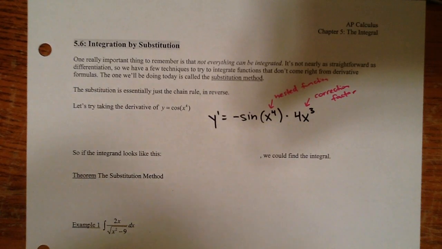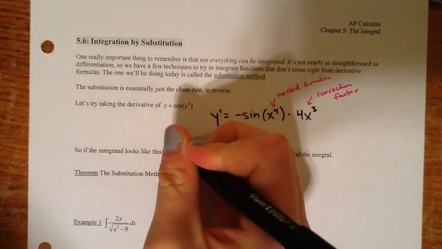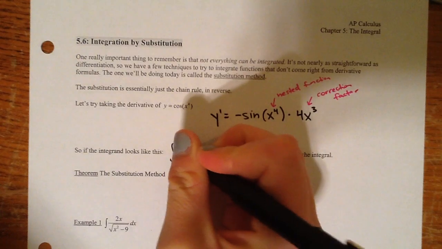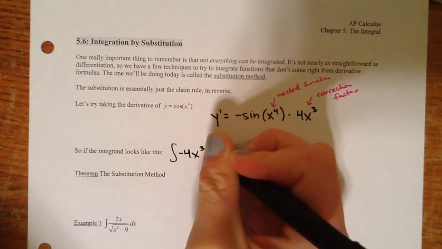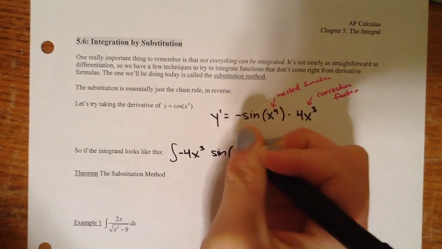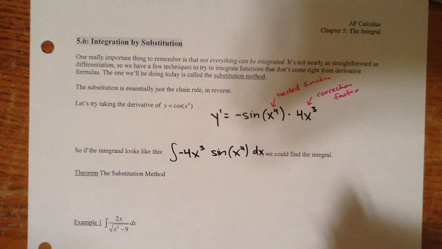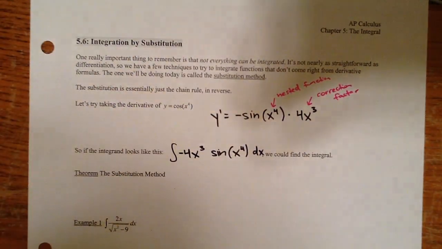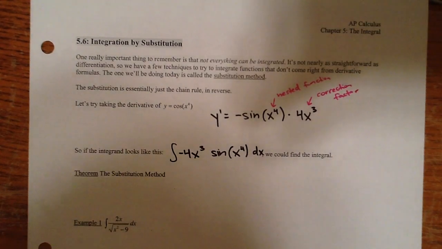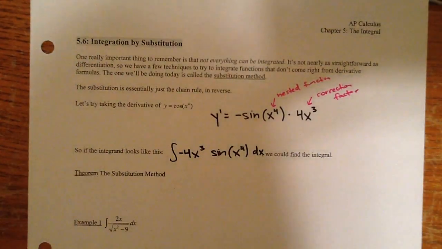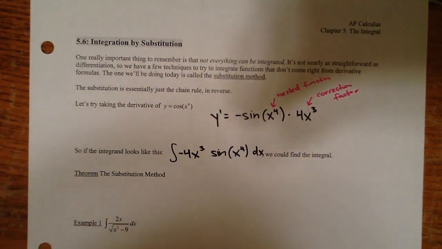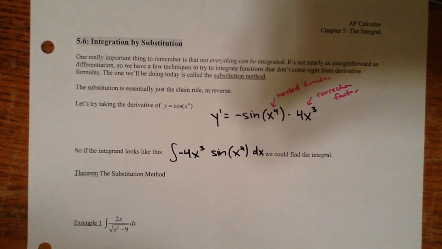So if you have an integrand that looks like this, undoing the chain rule, negative 4x cubed times the sine of x to the fourth, and then of course dx, we could find the integral, because you've got all the pieces we need. We've got a main function, which would be sine, negative sine technically. We've got a nested function, and then you've got the correction factor in there. What we talked about with chain rule is that the correction factor doesn't need to be there exactly, but a constant multiple of the correction factor needs to be there.